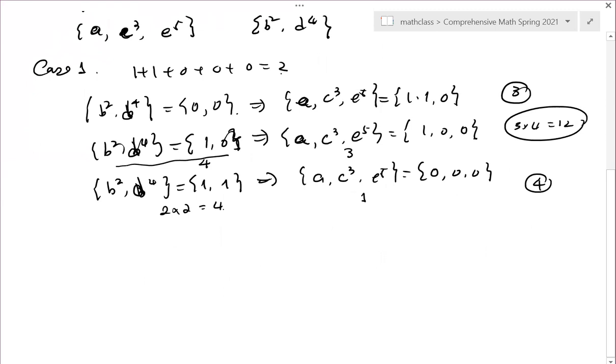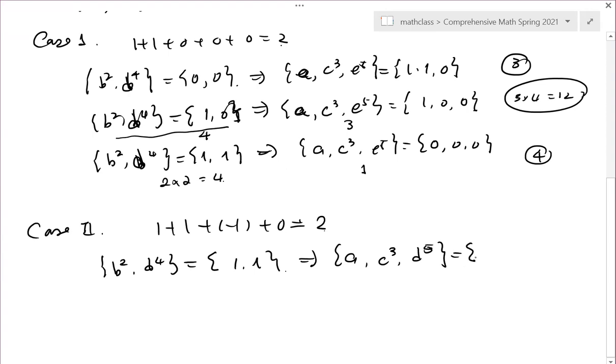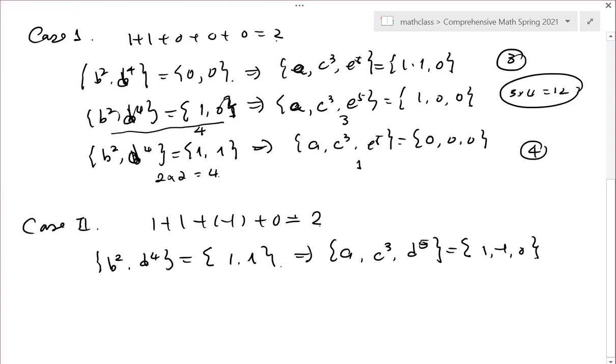Now the second case is 1 plus 1, there's a negative 1 there, right? Plus 0 equals 2. So first of all, let's see. b squared and d to the fourth power are both 1 and 1. In that case, a, c cubed, d to the fifth must be 1, -1, 0. And that's the easy case.